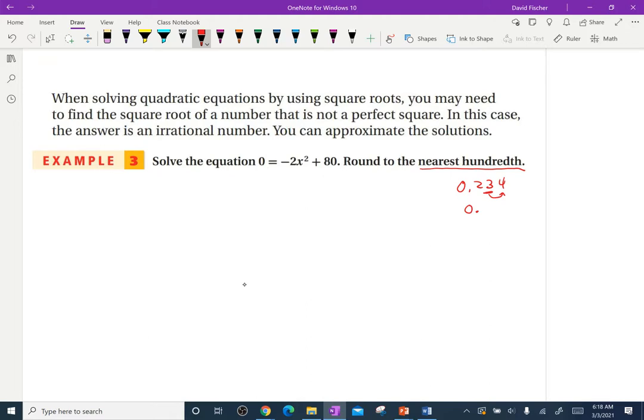If it's more than 5, we bump it up. So in this case, my answer is just going to be 0.23. Very important that you know how to round to hundredths, because we're going to do a lot of it in your math career. Most of the time we round to the hundredths.